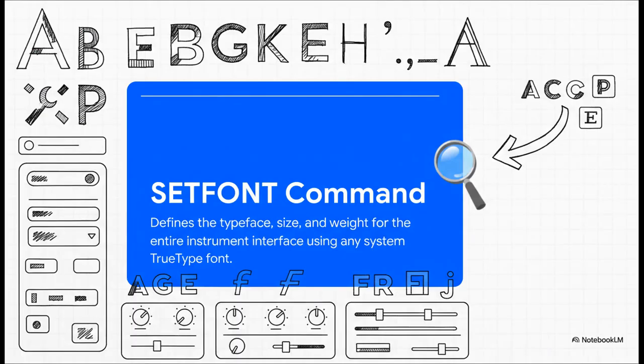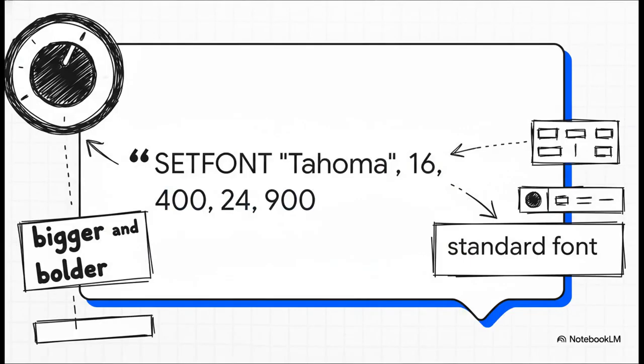Next up, let's talk about typography. Fonts. The set font command lets you pick any TrueType font you have on your computer and then dial in the size and the weight for everything, from the main title right down to the little labels on your knobs. This is where you really start to inject your personal style. And I mean, just look at the level of control you get. With one line, you're not just setting a standard font. You're also saying, hey, for the knob labels, make them bigger and bolder. It's all about creating a clear visual guide for the user, and you can do it with these super simple commands.